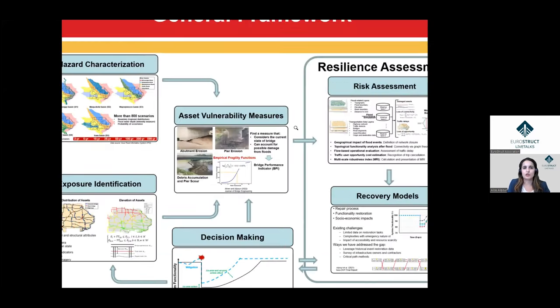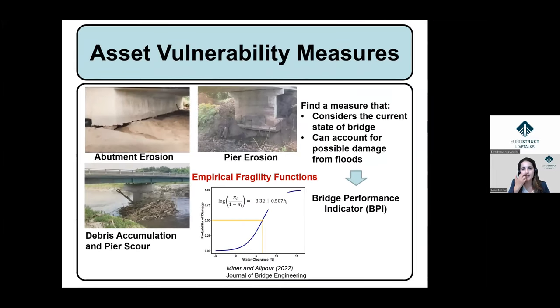After that, we would like to measure the vulnerability of the assets. For this one, we actually conducted an extensive review of the different types of damages that had occurred because of historical flood events in the state. We were able to review more than 1,000 detailed damage reports on infrastructure that was damaged, mostly, about 95% of them, roadways or bridges. We were able to categorize the type of damages that are seen in these types of assets.